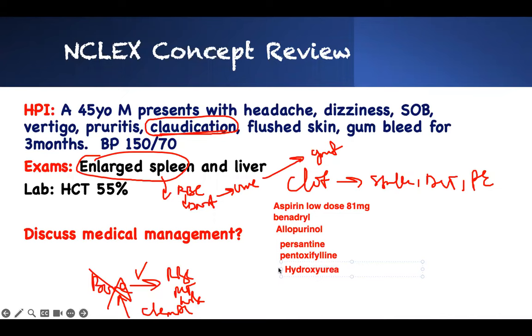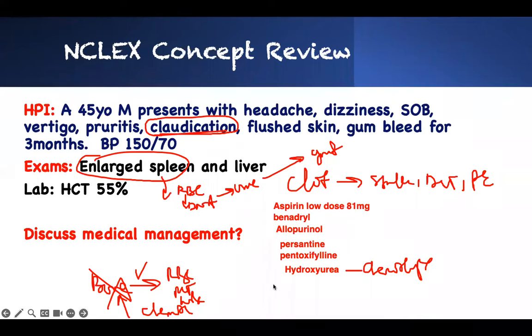This is the medication used for sickle cell. We want to prevent the bone marrow from making sickle cells, so we give them hydroxyurea to help with that. The same thing, people with polycythemia vera, hydroxyurea is a chemo agent, and that will help with decreasing bone marrow. It will suppress the bone marrow, basically. So this is a chemo agent.